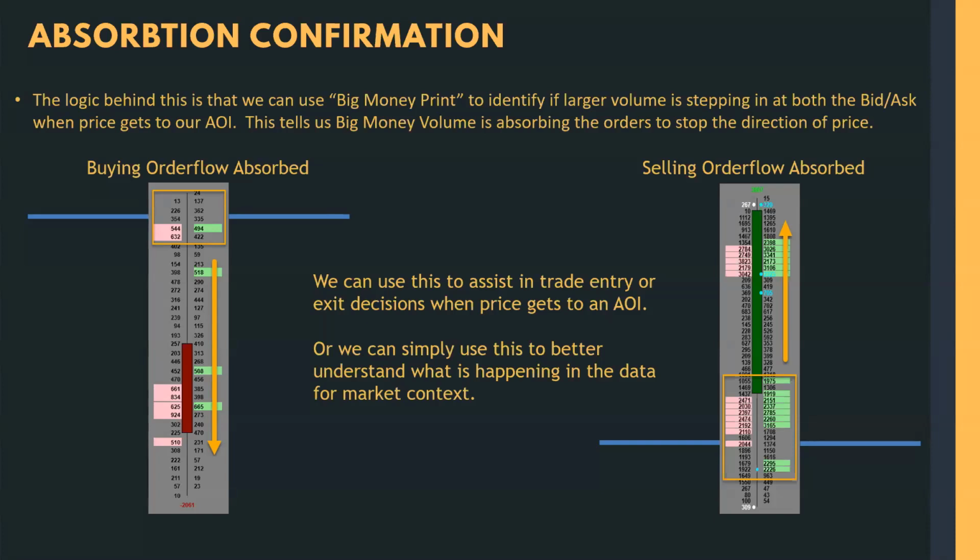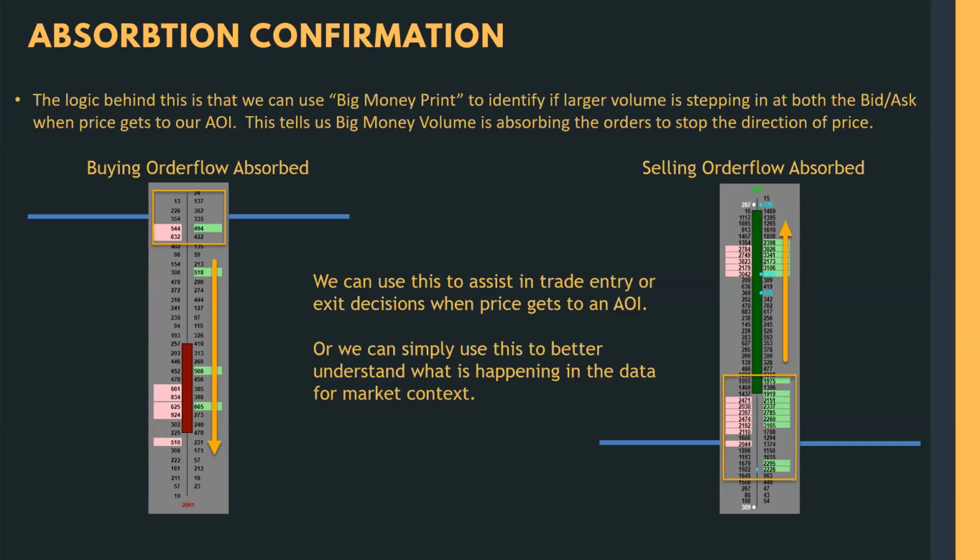Absorption. This is the first time that we've ever talked about it since the inception of our company to the public, because the big money print now allows us to do that. The logic behind absorption is that we can use big money print to identify if larger volume is stepping in at both the bid and the ask at an area. This tells us that the big money volume is absorbing the orders in the book to stop the direction of price.